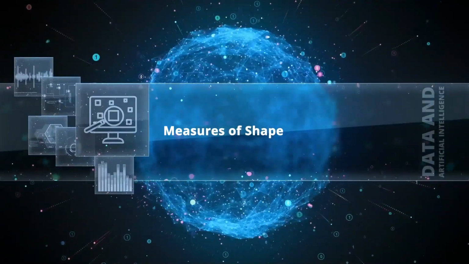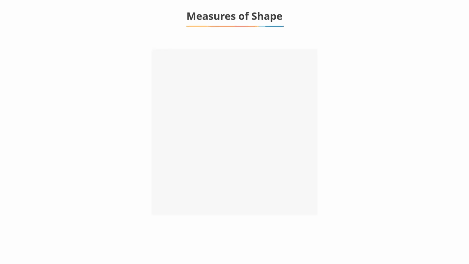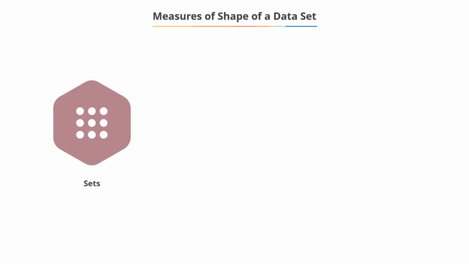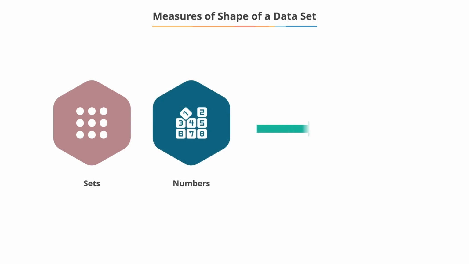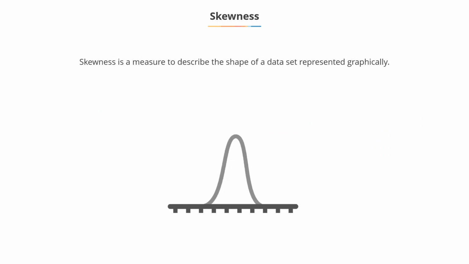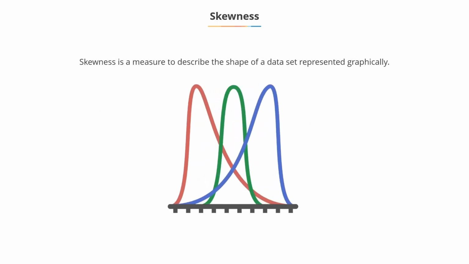Measures of shape. Let's understand measures of shape. Data can be represented graphically. All this while, we looked at data as sets or numbers. Let us now look at the measure of shape of a dataset. Skewness is a measure used to describe the shape of a dataset when presented graphically.